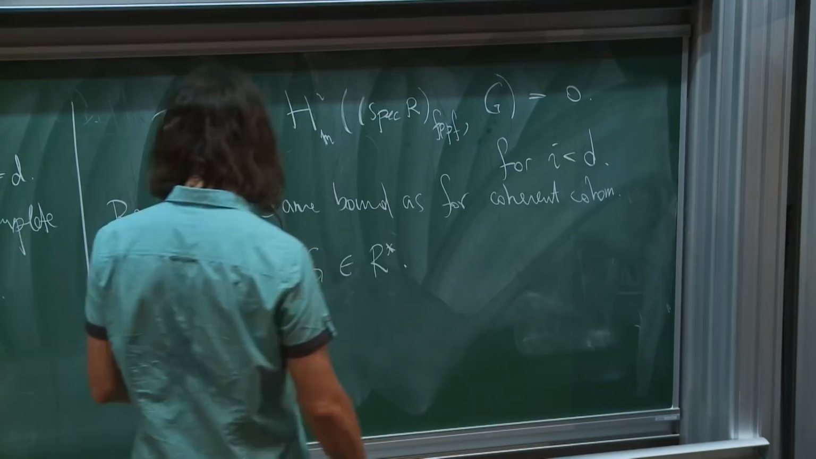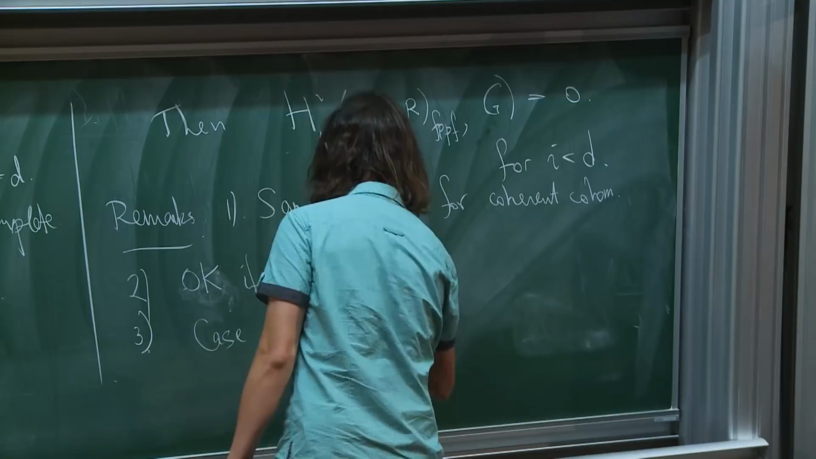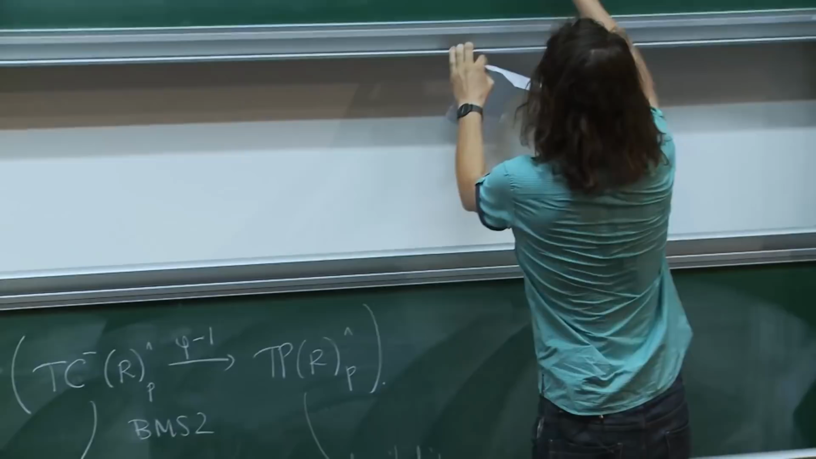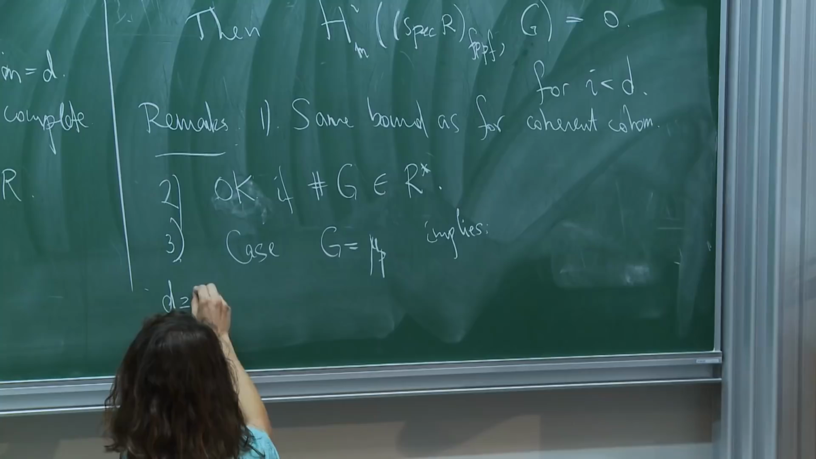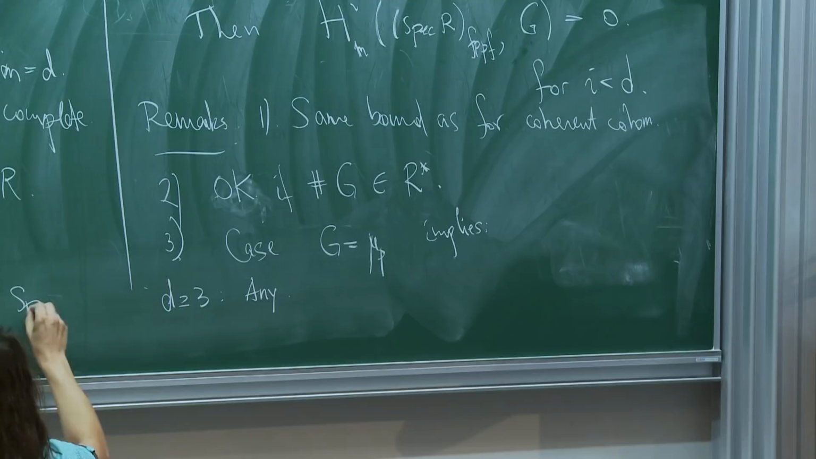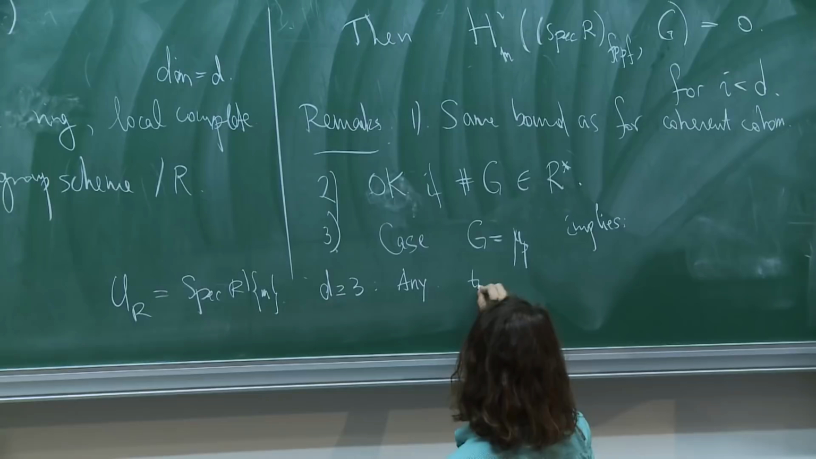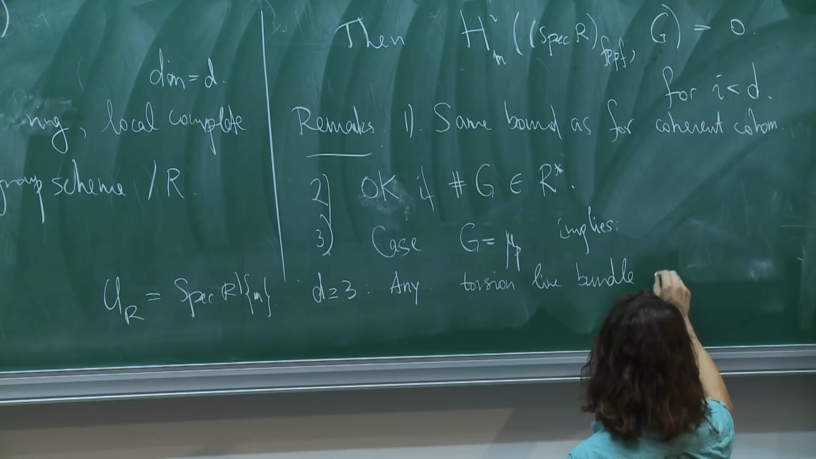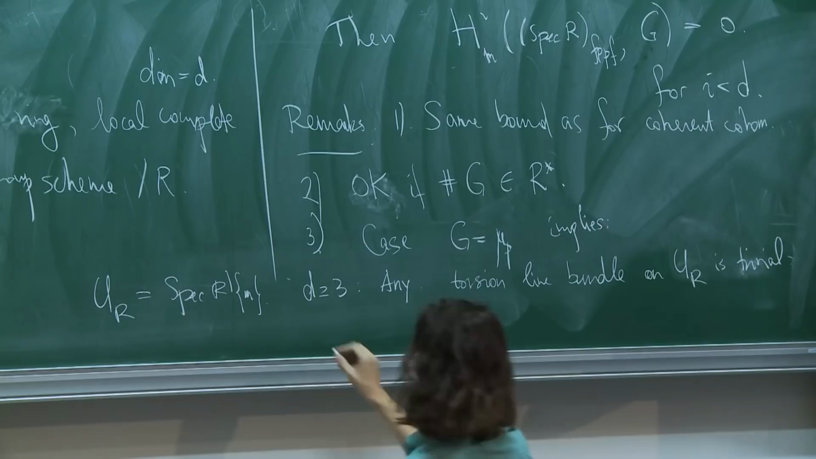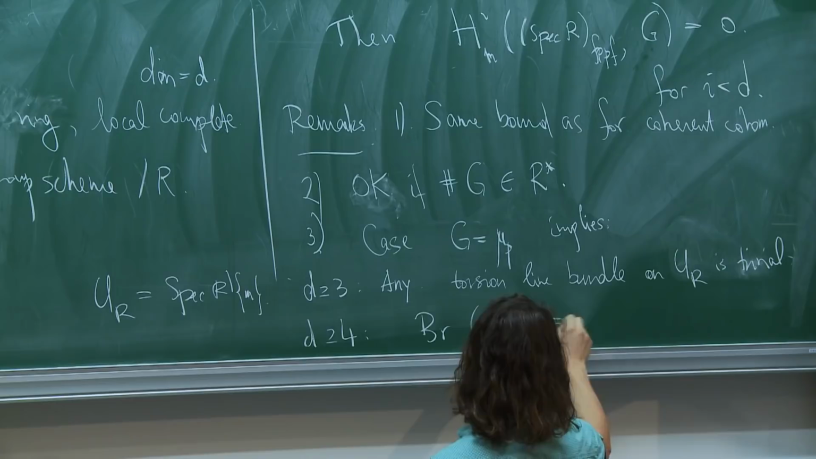Then a very interesting case is if G is just mu_p. So this implies the following two results. If d is at least 3, and by U_R I always denote the punctured spectrum, then any torsion line bundle on U_R is trivial. And if d is at least 4, then the Brauer group of U_R is 0. And these are actually conjectures of Gabber.